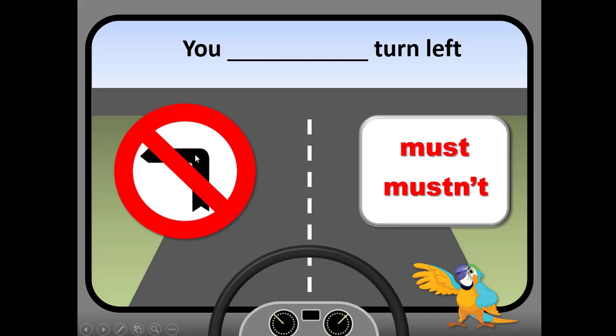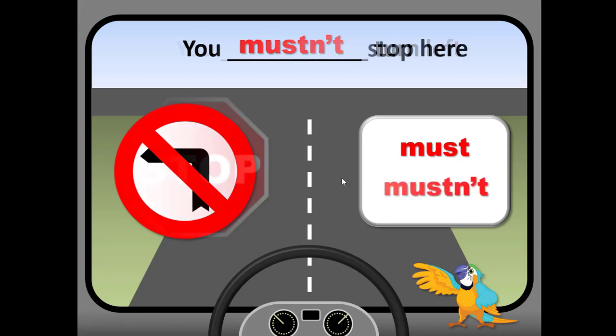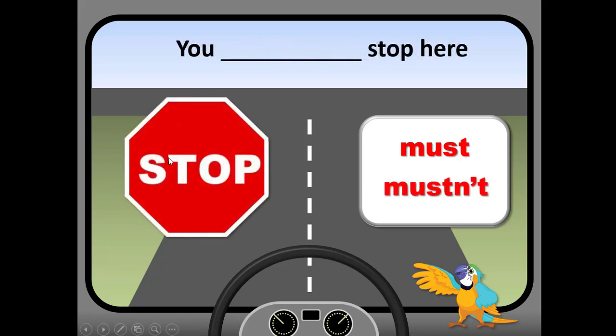Question 3. Also look at the sign. You must or mustn't turn left. Must or mustn't? Great. Mustn't. Okay. Question 4. The sign is written stop. You stop here. Mustn't or must? Great. You must stop here.